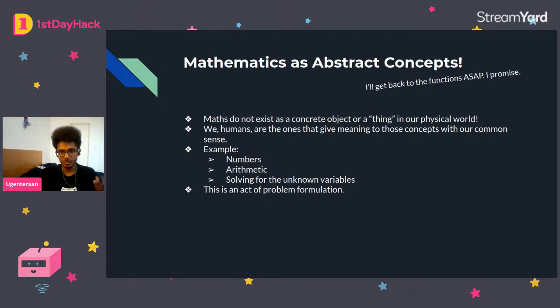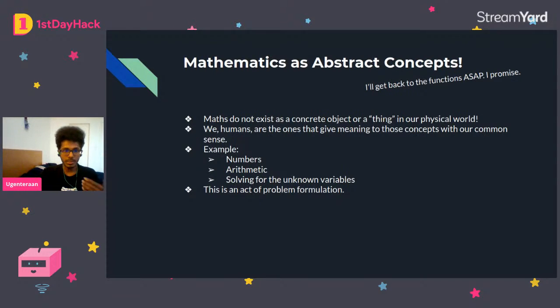So for example, solving for unknown variables may be used by accountants a lot to calculate debts. And this thing that you're doing, giving meaning to those abstract concepts of mathematics, is called problem formulation. So that's a very important part. If you can't do formulations, it's pretty much useless whatever idea that you may have.